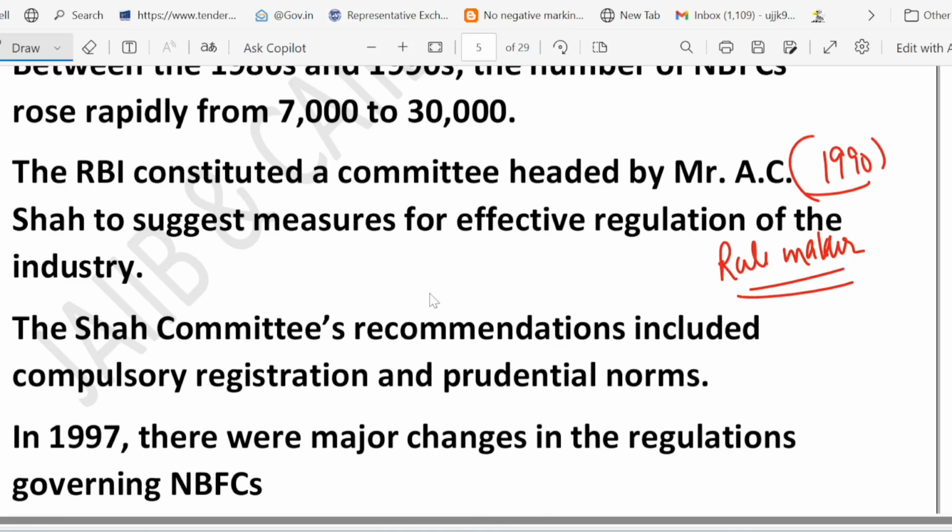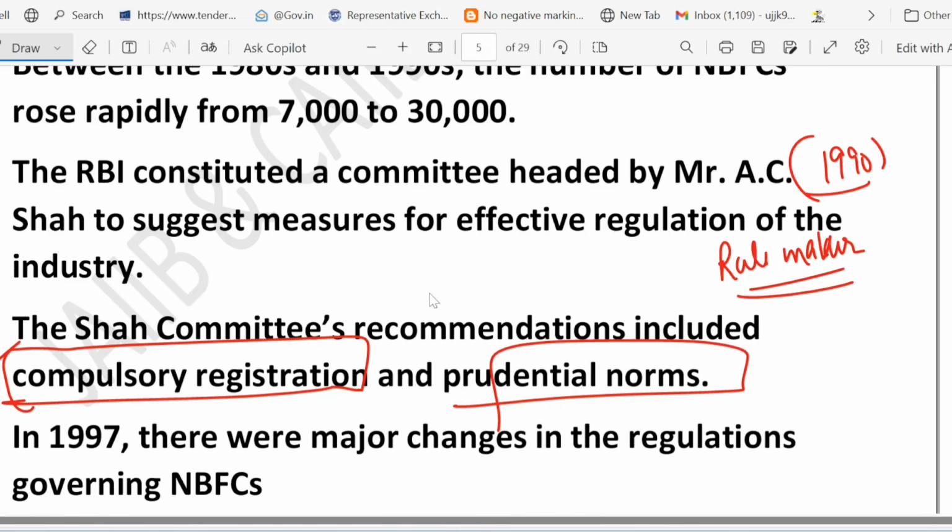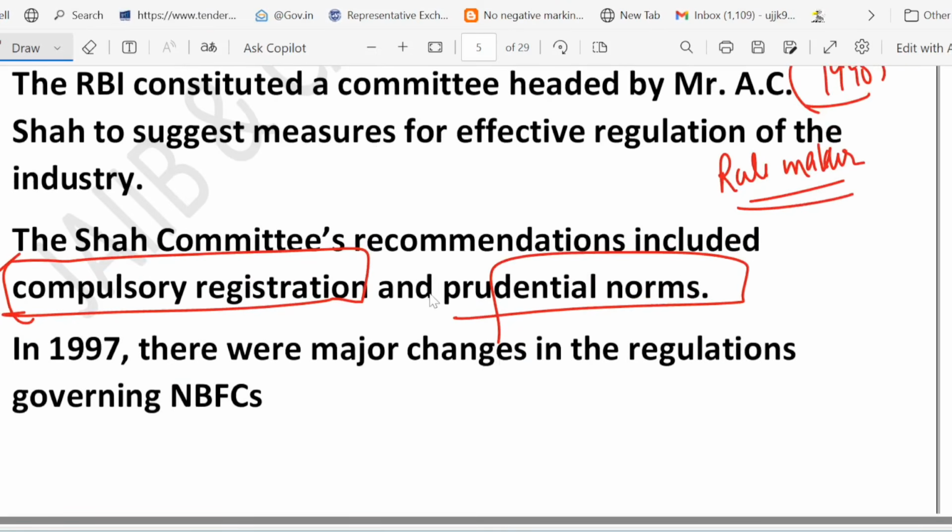And what was the key recommendation of the Shah Committee? Yes, it made registration compulsory. Remember this key point. It means no more fake companies should be there. And prudential norms, which means maintaining minimum capital. Just like you need a license to drive, similarly NBFCs now need RBI approval. Then came 1997, the big regulatory shift, which means RBI got stronger power to supervise NBFCs.